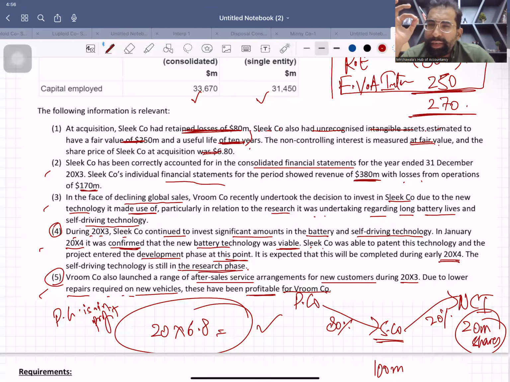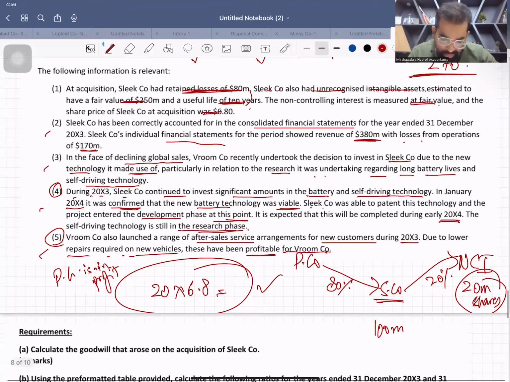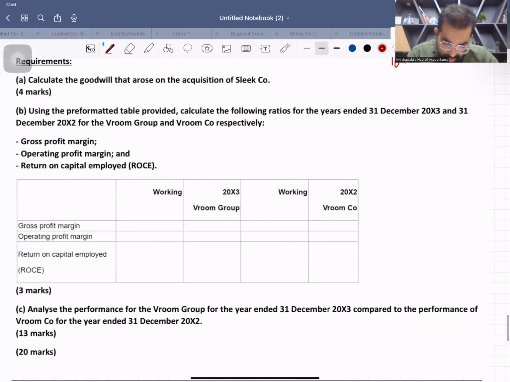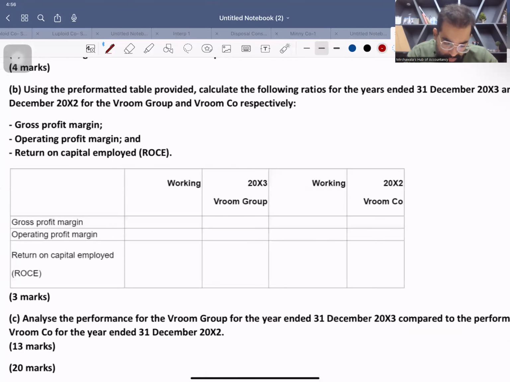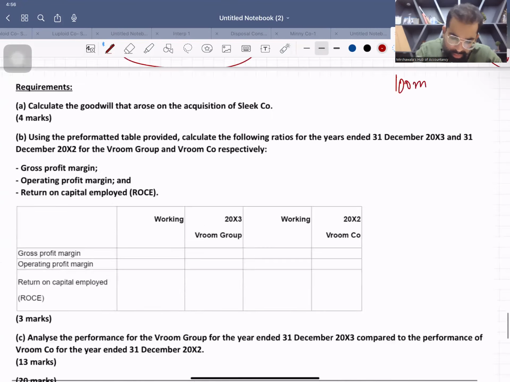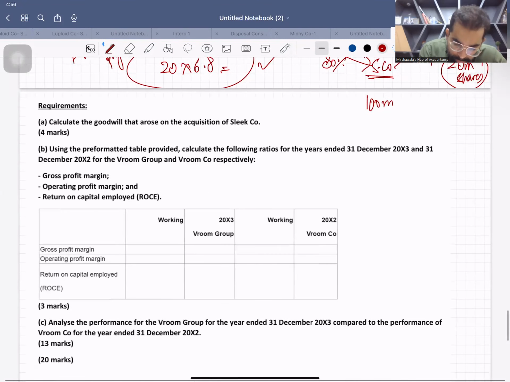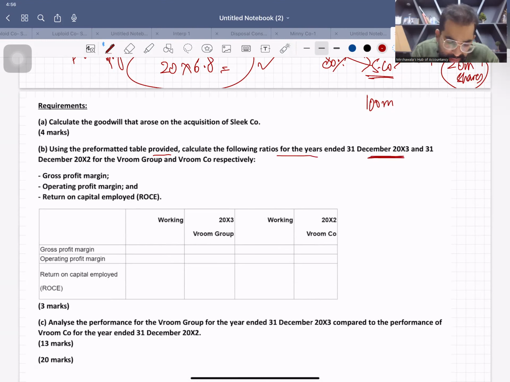So now we are moving toward another easy requirement of 3 marks. This is a super easy requirement, just 3 ratios. They are asking you for GP margin, operating margin, and return, using the pre-formatted table provided. Obviously, in the software they will give you such tables and you have to calculate it. Calculate the following ratios for the years ended 31st December X3 and 31st December X2 for VROOM group. In December X3 it's the group data, but in December X2, only the parent company.